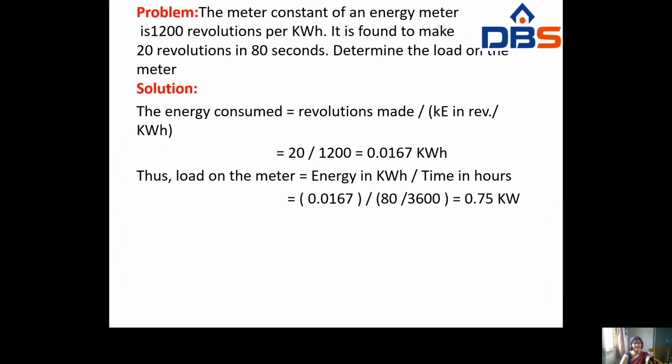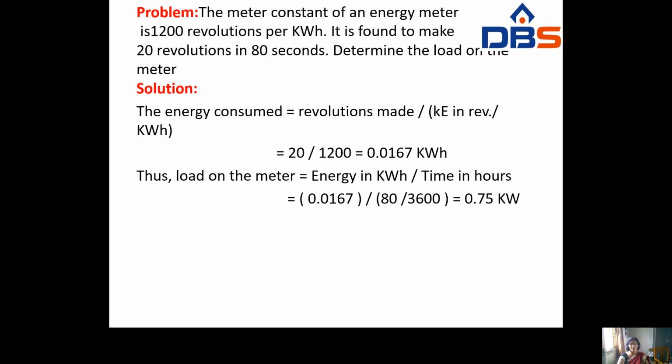See here, another problem on the meter constant. The meter constant of an energy meter is 1200 revolutions per kilowatt hour. It is found to make 20 revolutions. Determine the load on the energy meter.